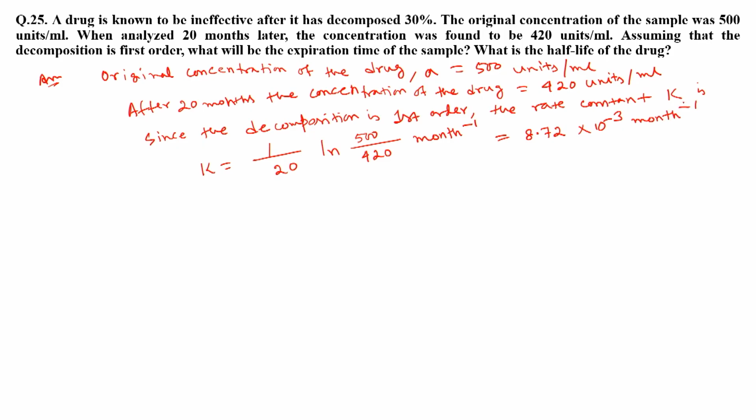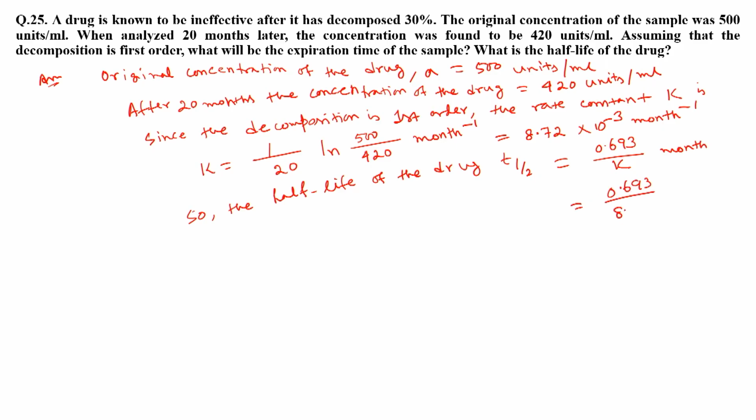Once we got the value of K, half life we can easily calculate. So, we will first calculate the half life period of the drug. T half is 0.693 by K. This is in months now. So, you get 0.693 by 8.72 times 10 to the minus 3 months.